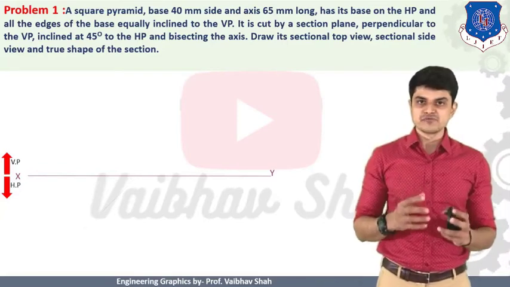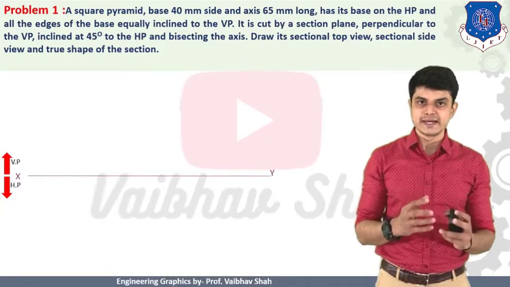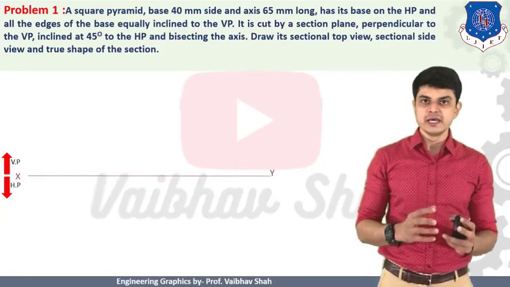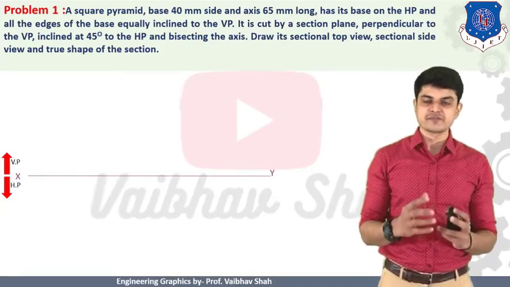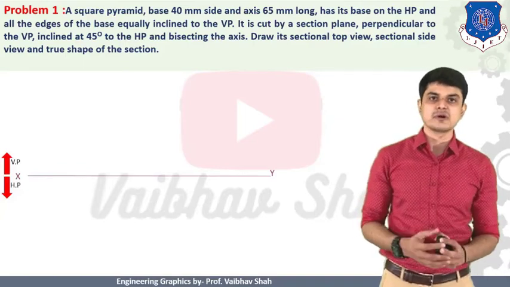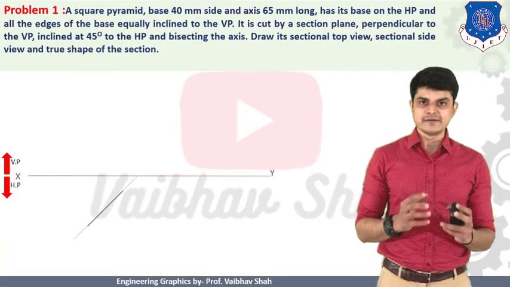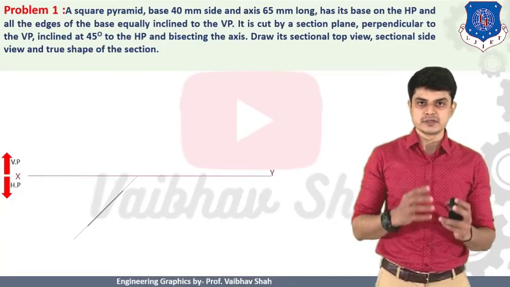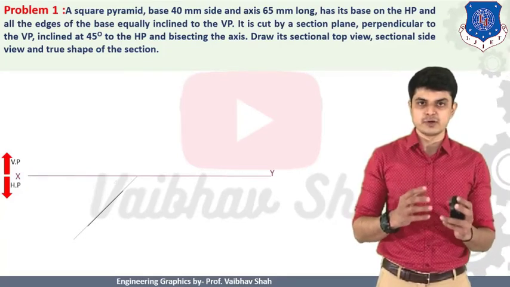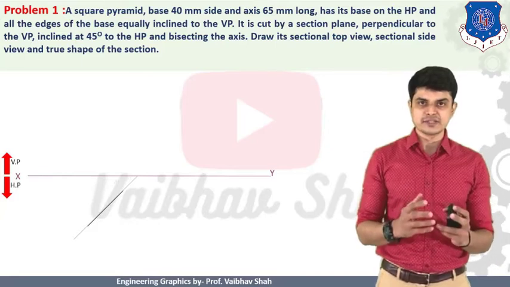Now let us draw the 45 degree line which is showing that each of the sides would be at equal angle, 45 degree with your VP. So let us draw our 45 degree line first, like this. After drawing this line at 45 degree, you should put the line of the dimension equal to your square. So what is the dimension of your square?